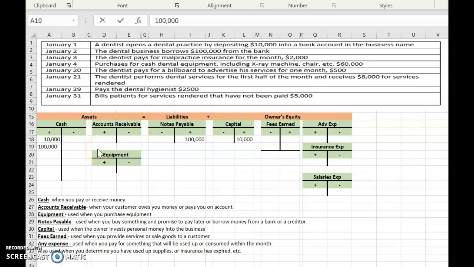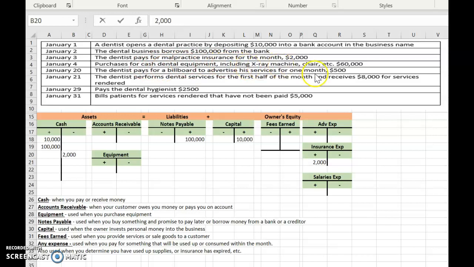January the 3rd, the dentist pays for malpractice insurance for the month, $2,000. So an expense is used when you pay for something that will be used up or consumed within a month. And we paid for insurance that we're going to use within the month, so that would be insurance expense. And since it says we paid it, then cash is going to go down by $2,000.